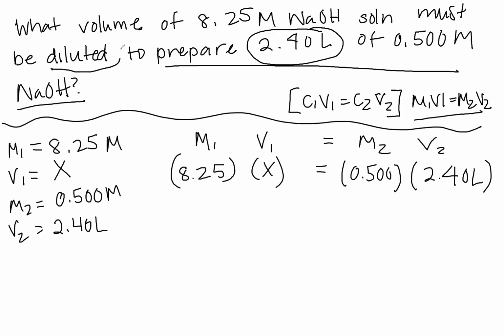This is a dilution problem, so make sure we did a titration already. Make sure you're aware of what it is to be diluted and how to set this up, okay? Follow the proper measurements. So we'll have 8.25x equals 0.5 times 2.4, and that's going to give me 1.2. Okay, units are arbitrary here. We're going to divide by 8.25.